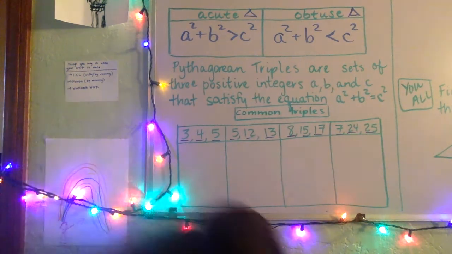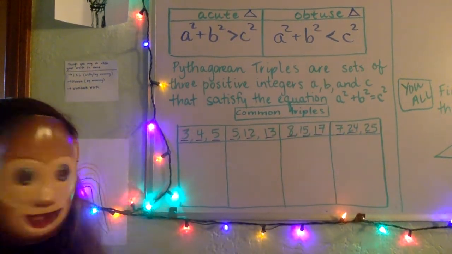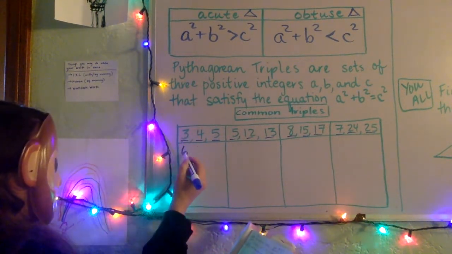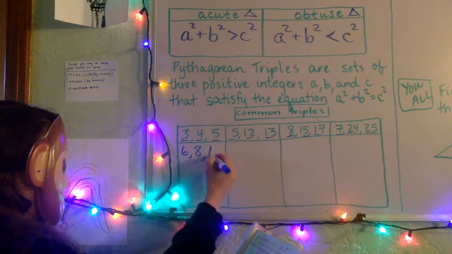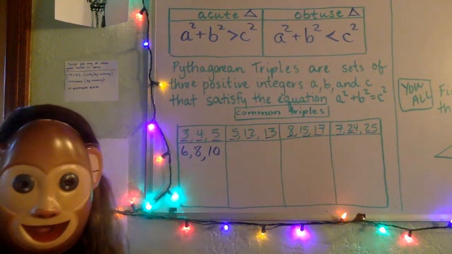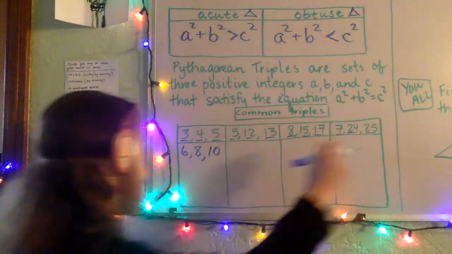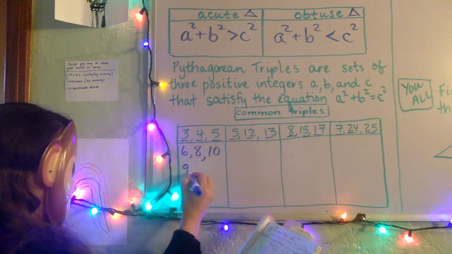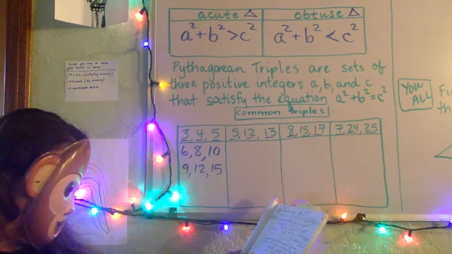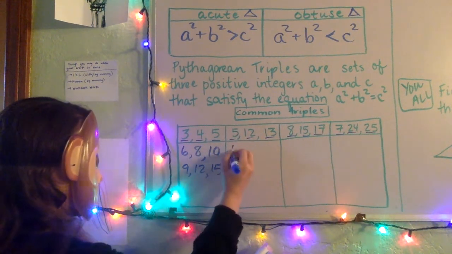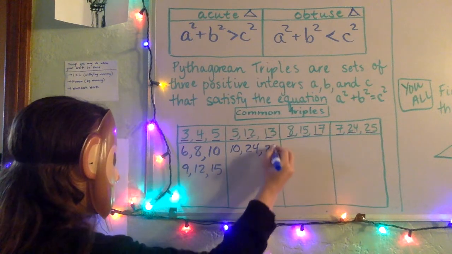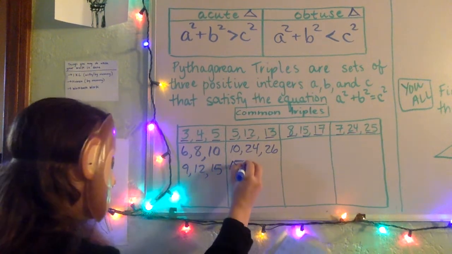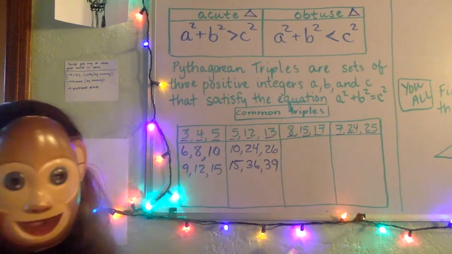And then the thing that you want to recognize is that also they're multiples. So for example, if we times each of these by 2, so 3 times 2 is 6, times 2, times 2, the 6, 8, 10 is also going to be a common one. So these are like the baseline, plus all of their multiples. So if we times by 3, the 9, 12, 15. And then let's just do some multiples, times 2, times 2, times 2, the 10, 24, 26. Or if we times by 3, that would give us the 15, 36, 39.